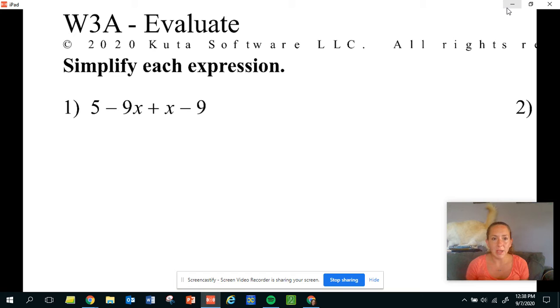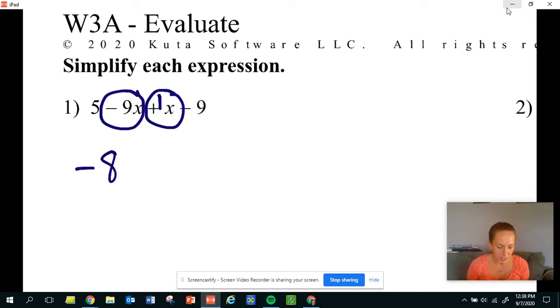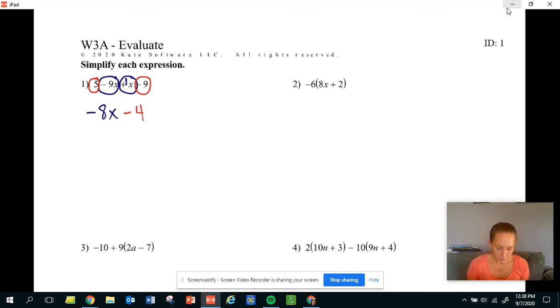Remember that you always just want to match the terms. So the x's go together. And if there's no number in front, it's going to be just like having a 1 there. So the x's will stay the same, and I'm just going to add -9 plus 1, and that'll give me -8x. The next one, just the constants or the numbers that are by themselves, you just got to add those together to get -4. So that's combining like terms.